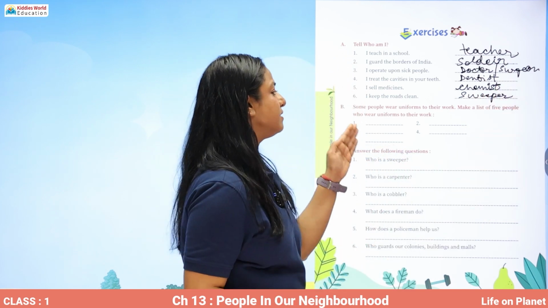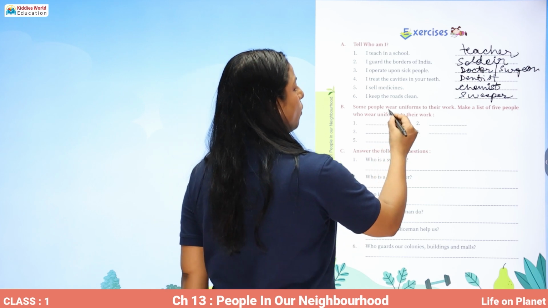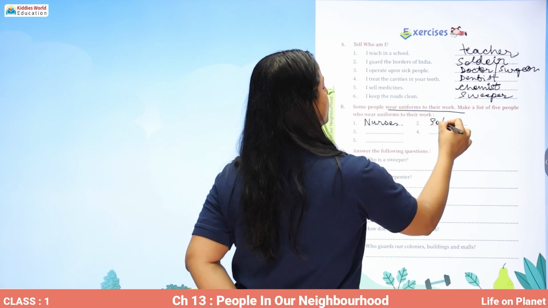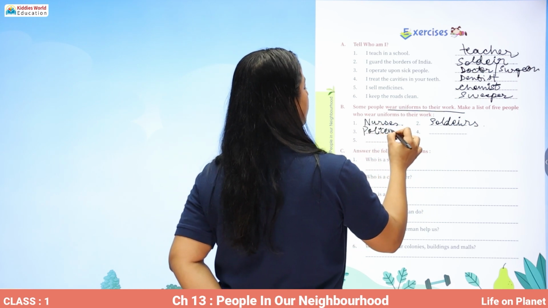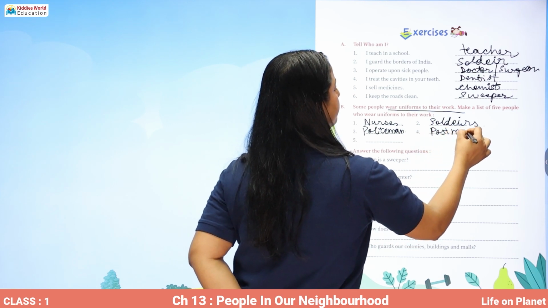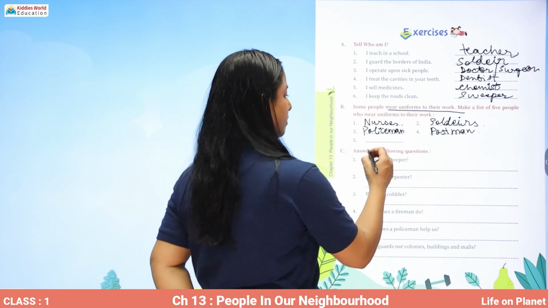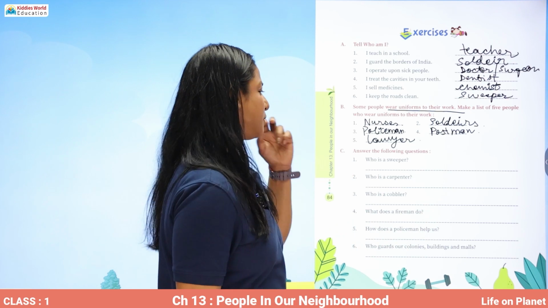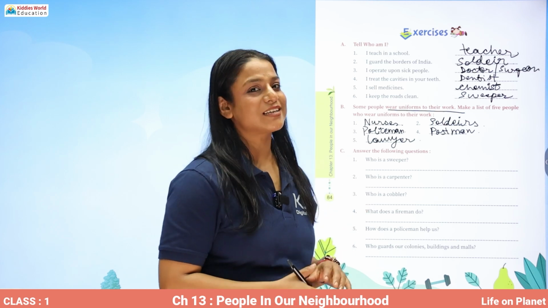You have to write the names of 5 such people who wear uniforms to their work. So nurses wear uniform, soldiers wear uniform, policemen wear uniform, postman wear uniform. Who else wears uniform? A lawyer wears a uniform. Alright? Now you have to answer the following questions in your notebook yourself. We can discuss it here in short.